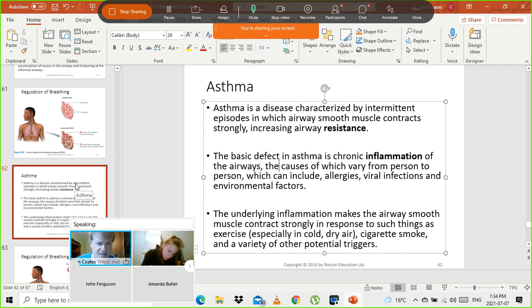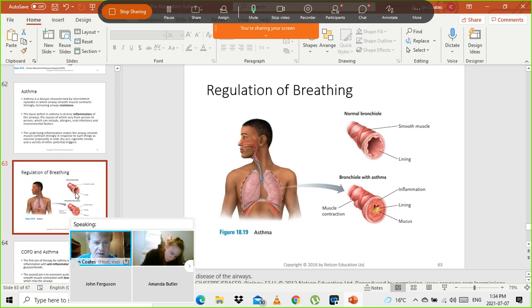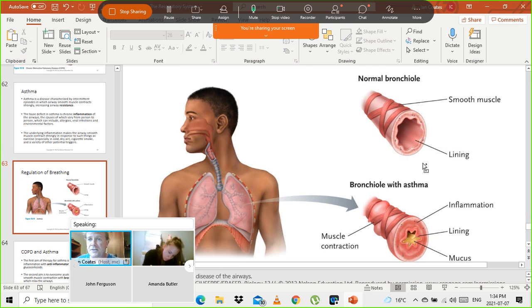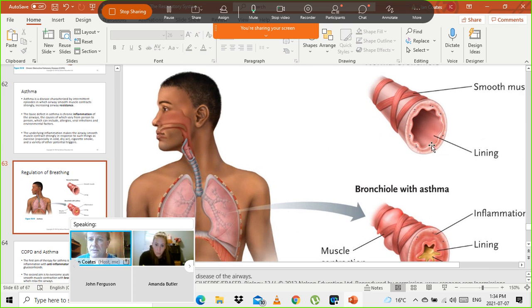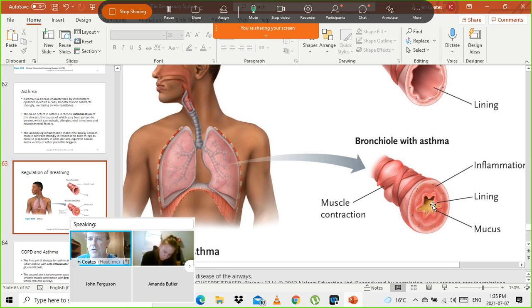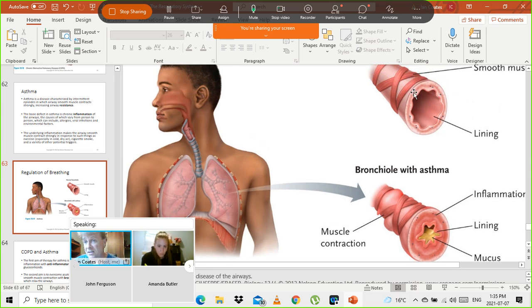And I think it's the next slide that I want to show you here. Yeah, this is what I wanted. Have a look at this one. There's a normal bronchi. Pink. Elastic. Stretchable. You know what I mean? Tough. And then you have this bronchial with asthma. Like, man, that's not even close.